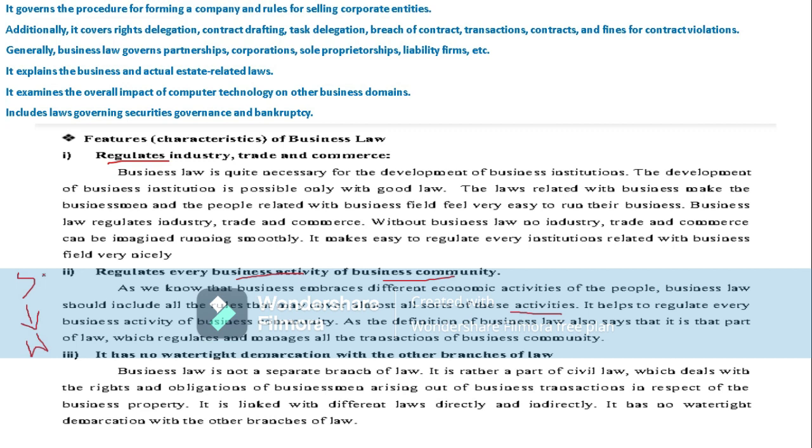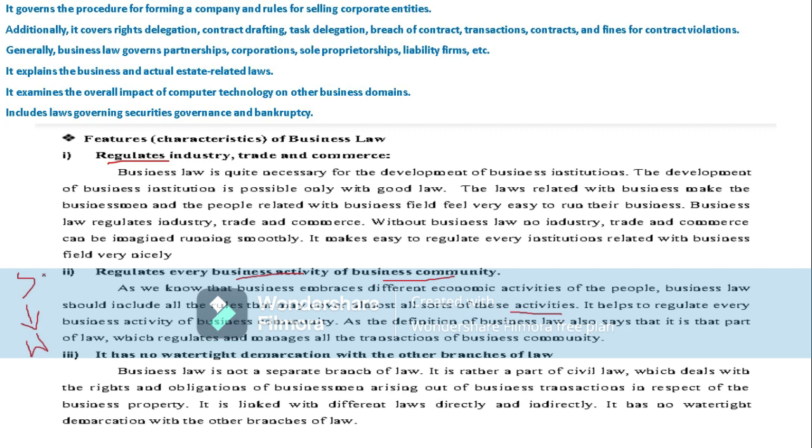So how to incorporate a company, or what are the rules and regulations that have to be followed while incorporating a company. Likewise, we know that registration of a company is very much needed. For starting a business there are certain rules and regulations. Likewise, for managing a business there are also certain rules and regulations. And in winding up of a business also, if we want to wind up our business, we have to follow certain business laws.